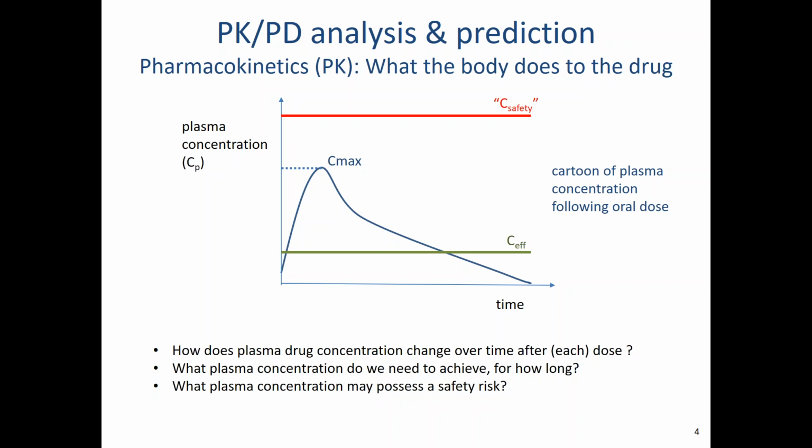Hopefully your plasma concentration is for a significant time above the minimum efficacious concentration, which is denoted there by the green line, and hopefully also you keep below a plasma concentration that might give you some concerns about safety. So that's often you're trying to keep Cmax below that threshold. So the kinds of things that the PK tool is aimed at answering is what does that plasma drug concentration time course look like after each dose, and what plasma concentration do we need to achieve for how long, and also, as we talked about, what concentration might pose a safety risk.